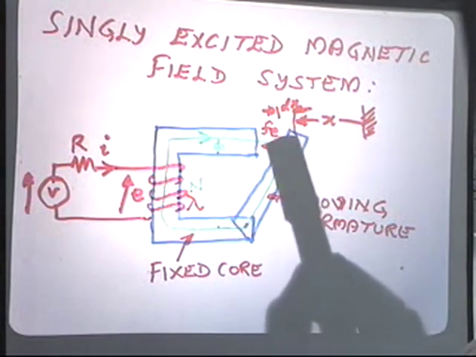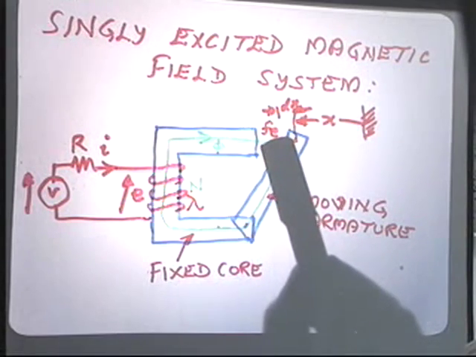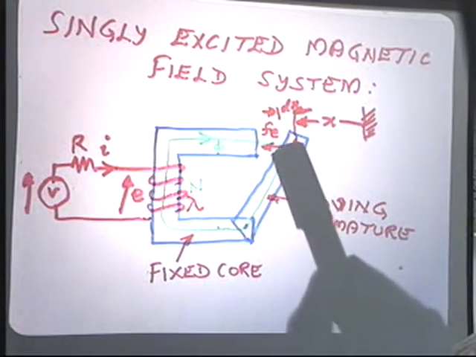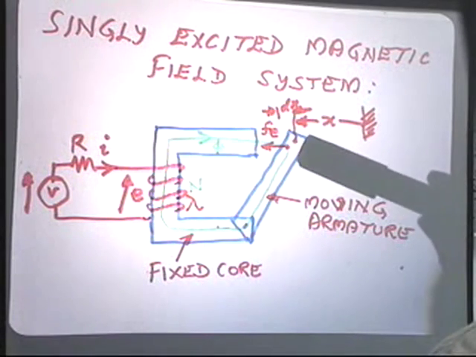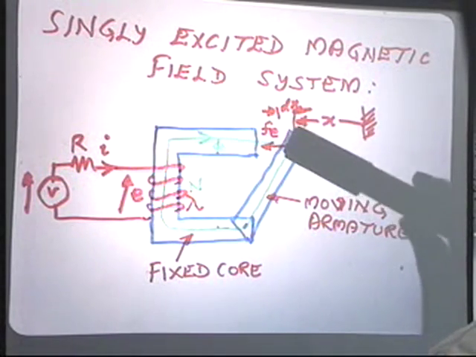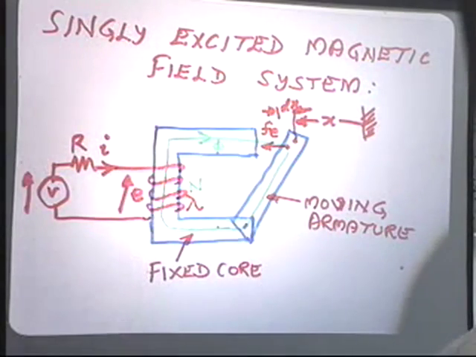Now the force is acting in the same direction, and that force is counterbalanced by any external force that you can hold the other way. Only then it will be in equilibrium at x. Otherwise, it will move dynamically.